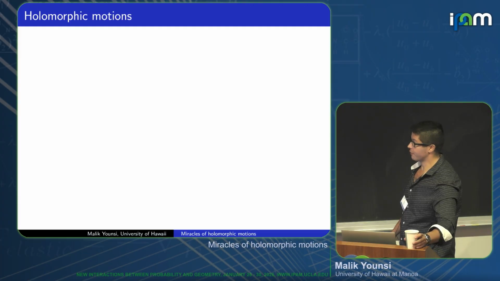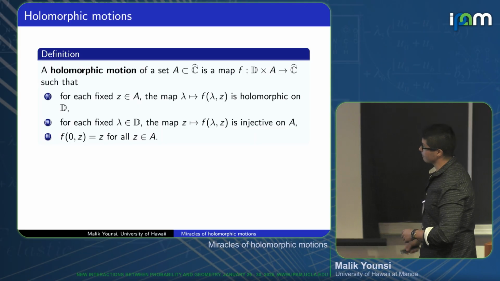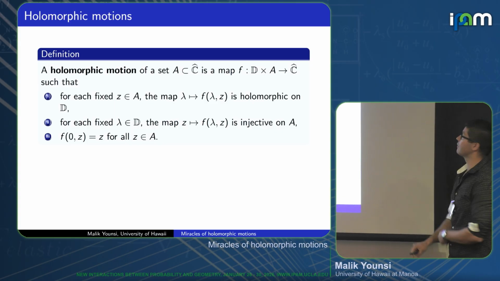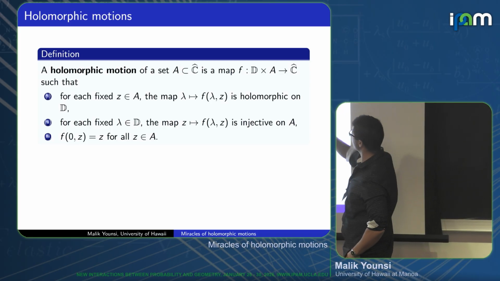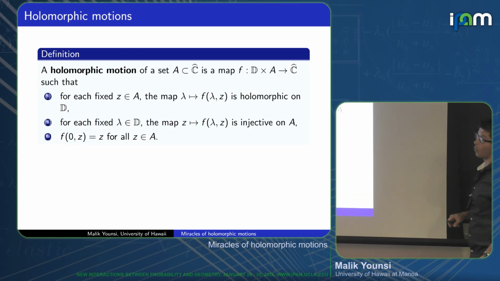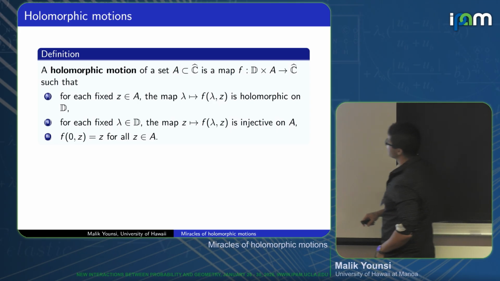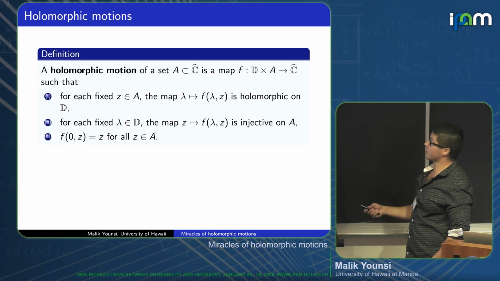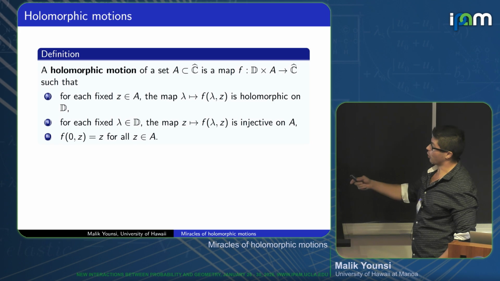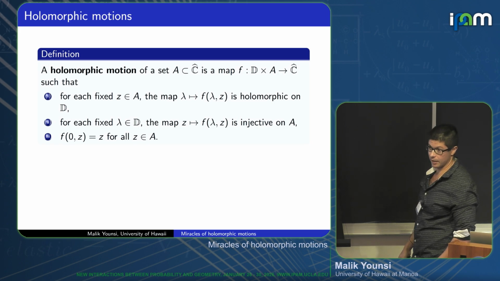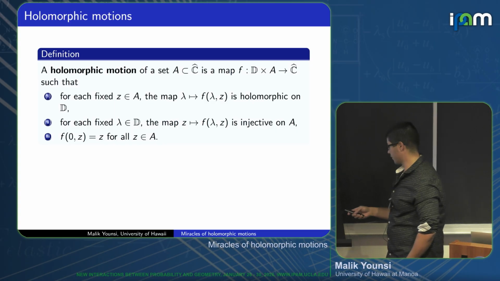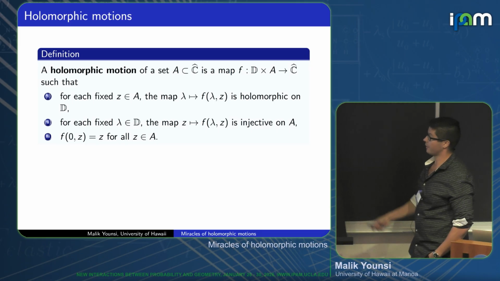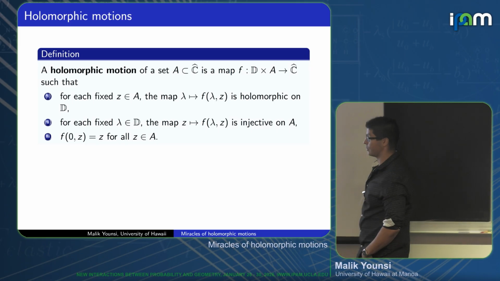So what's the definition that we start with? It's the following. We start with a set A in the sphere, and then we define a holomorphic motion of that set to be a map of 2 variables. There's one variable that lives in the disk, another one that's in the set A. I'll call lambda the variable in the disk and z the variable in A. So the first condition is that if you fix z, then the holomorphic motion should be holomorphic in lambda as a function on the unit disk. The second condition is if you fix lambda, then this map should be injective in z, and then it should start at the identity when lambda is equal to 0.